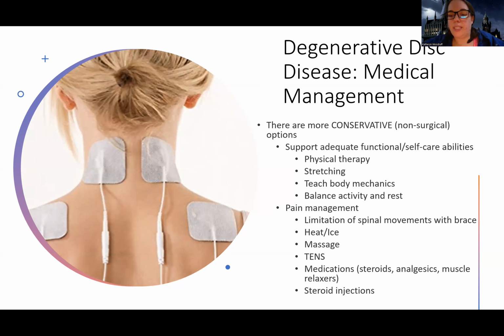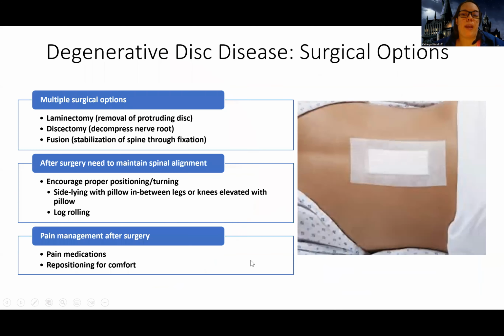Also, opioid analgesics, muscle relaxers can help. We talked about muscle relaxers when we talked about fractures, so you might want to review those if you have not yet. And then we can also do steroid injections just like we can for chronic back pain.